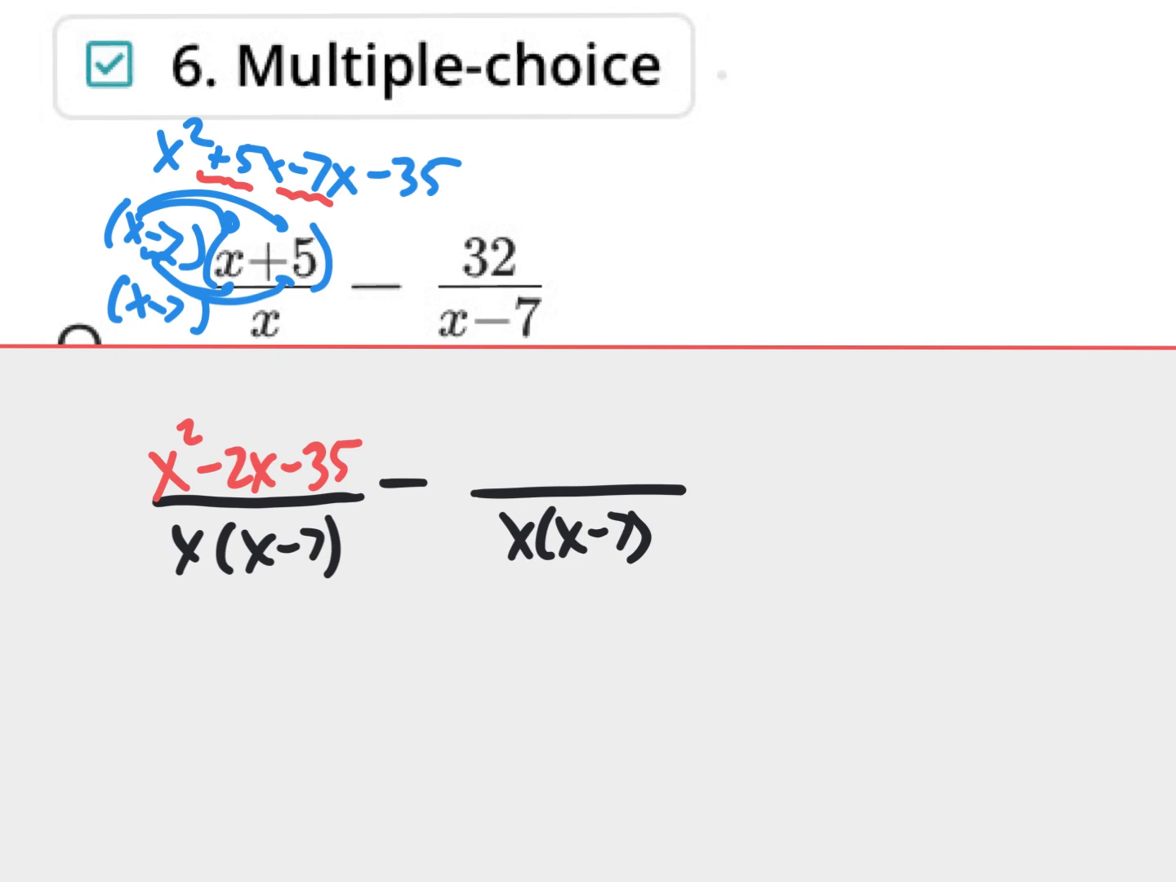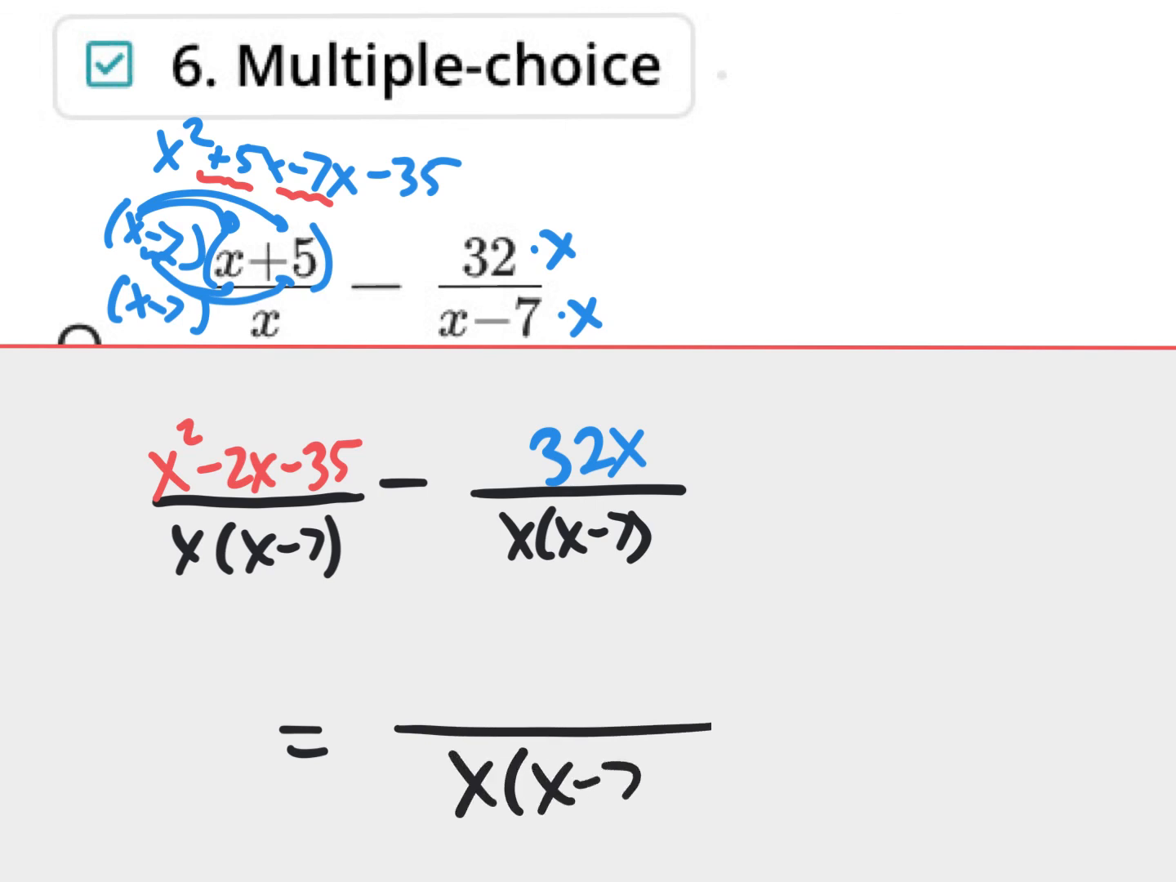Now for the second fraction, it's a lot easier. If I want to change this x minus 7 to become an x minus 7 times x, obviously it's missing the x. So times x there, times x up there, you're going to have a 32x up here. Now that we have a common denominator, now we are able to subtract the numerators. Okay, so my answer will be over the LCD x times x minus 7.